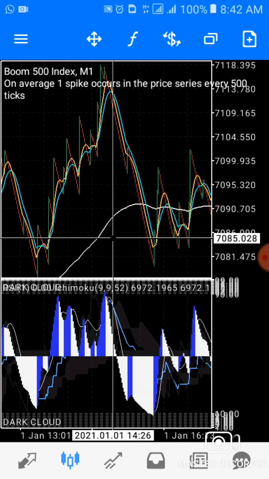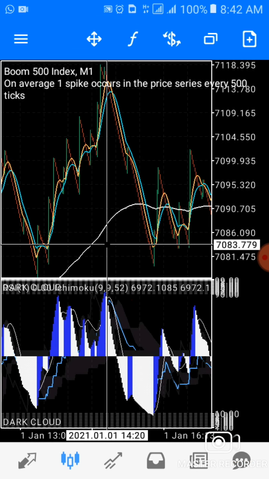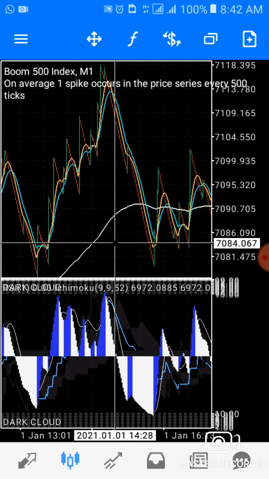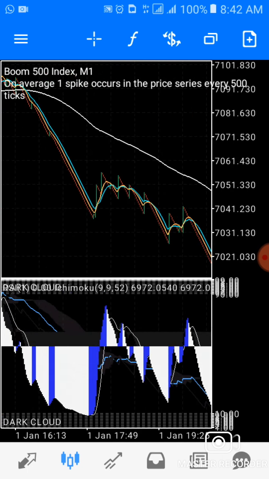Here again. Sometimes we'll have it here again. It touches the clouds and changes from blue to white. The lines have crossed each other downward. Take your trade, 5 minutes, then stay out of the market. Okay, so that is for Boom 500.